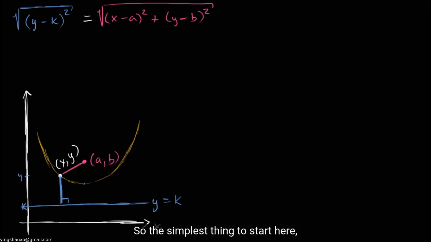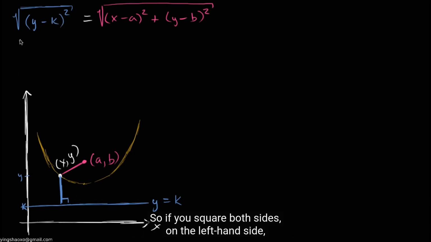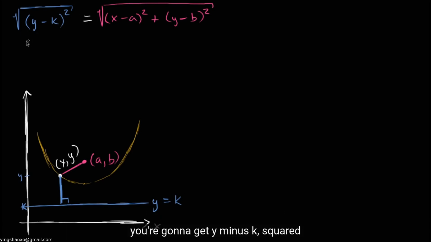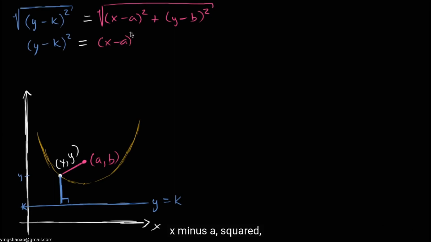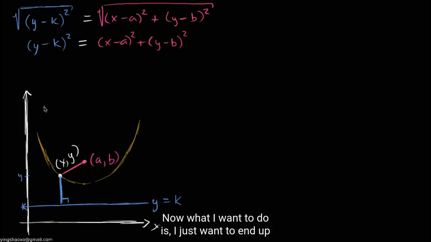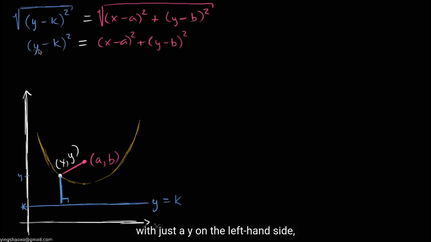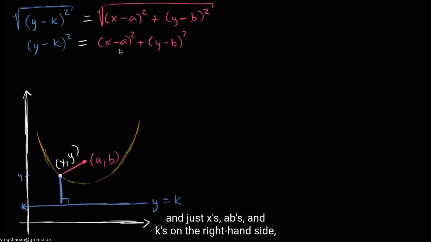So the simplest thing to start with is to square both sides so we get rid of the radicals. If you square both sides, on the left-hand side you're going to get y minus k squared, equal to x minus a squared plus y minus b squared. Fair enough? Now what I want to do is end up with just a y on the left-hand side and just x's, a's, b's, and k's on the right-hand side.